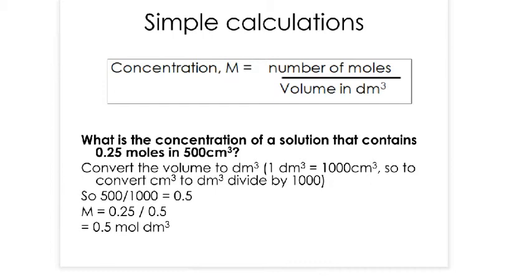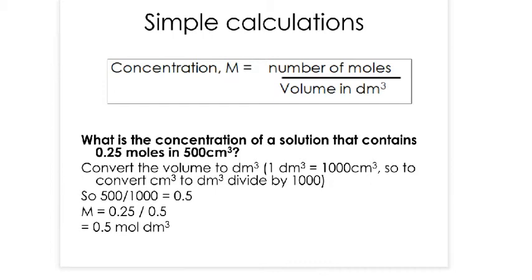So the first thing we need to do is we notice that the volume is in centimeters cubed and we need to get it in decimeters cubed. So to convert the volume into decimeters cubed, we have to remember that 1 decimeters cubed is equal to 1000 centimeters cubed. So to go from decimeters cubed to centimeters cubed, you would times by 1000. So going the other way, if you've got centimeters cubed to go to decimeters cubed, you need to divide by 1000. So in this case, 500 divided by 1000 is 0.5. So our volume is now 0.5 decimeters cubed, which means we can now simply plug the figures into the equation.